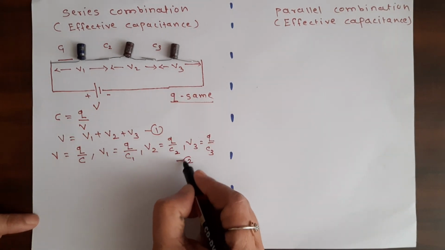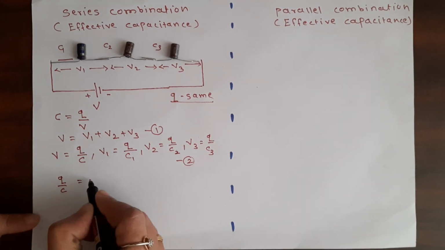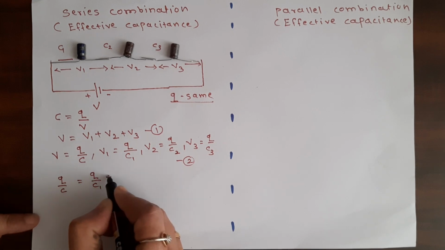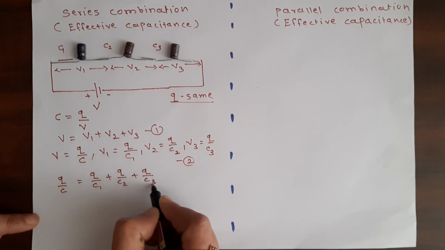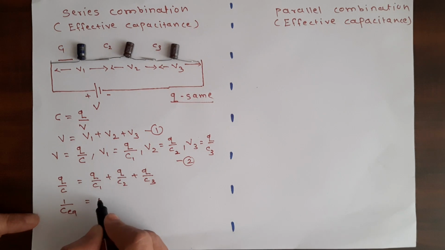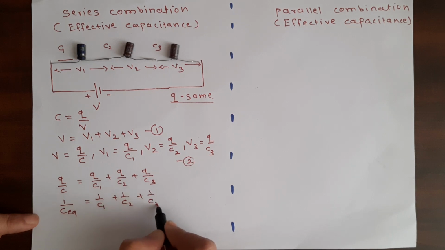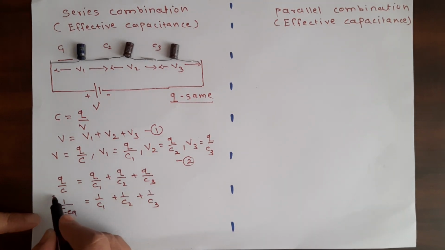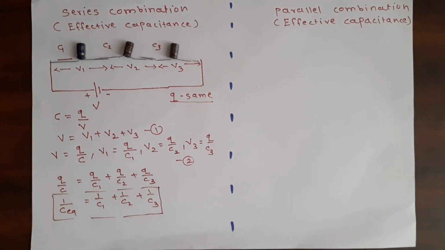Now putting these values from equation 2 in 1, we get Q by C is equal to Q by C1 plus Q upon C2 plus Q upon C3. Q gets cancelled from both sides, so we get the equivalent or effective capacitance: 1 upon C equals 1 upon C1 plus 1 upon C2 plus 1 upon C3. Therefore, the equivalent or effective capacitance for the series combination is given by the sum of the reciprocals of all the capacitors in the circuit.